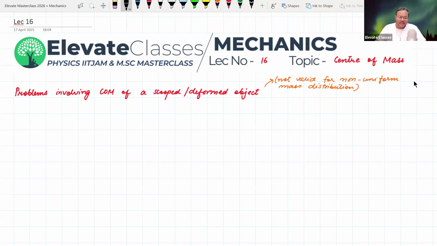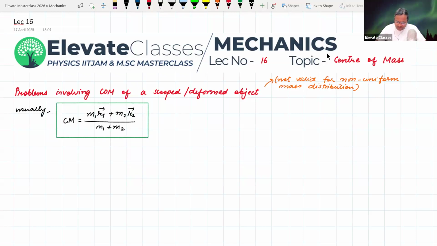So usually what happens is that if there are 2 masses m1 and m2, the center of mass is given as m1 r1 plus m2 r2 upon m1 plus m2. Okay, if there are 2 masses whose center of mass we are interested in finding, we usually use this kind of an expression for 2 masses m1 and m2.